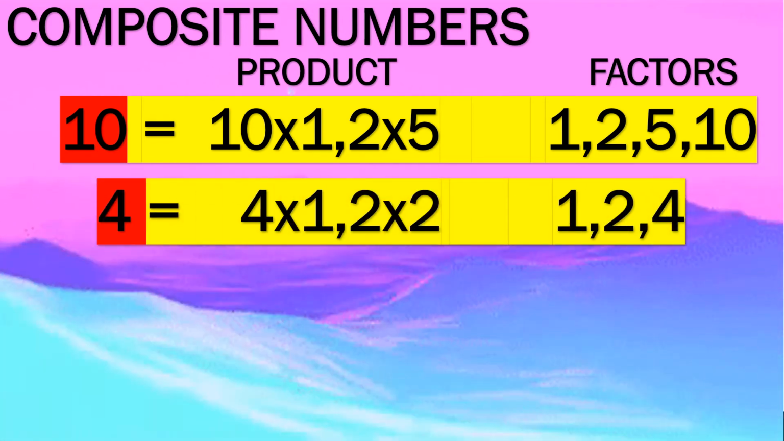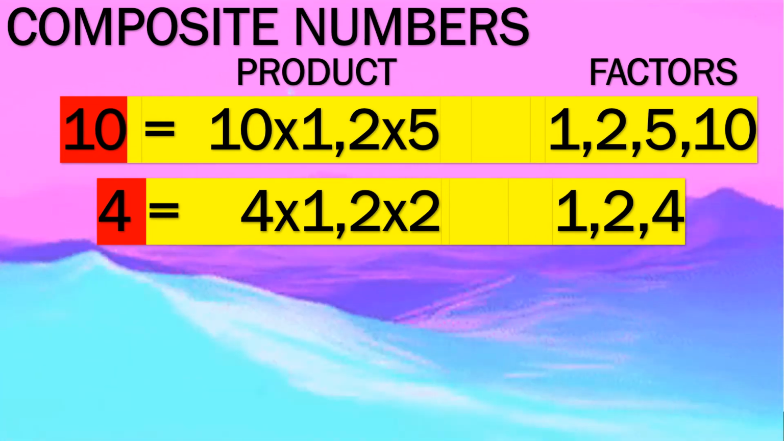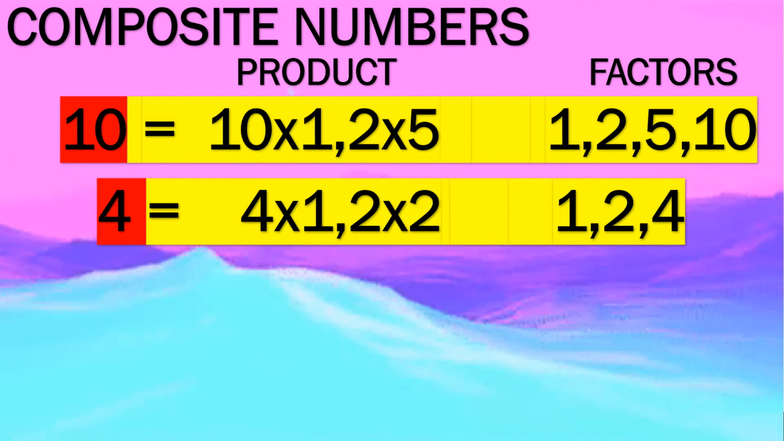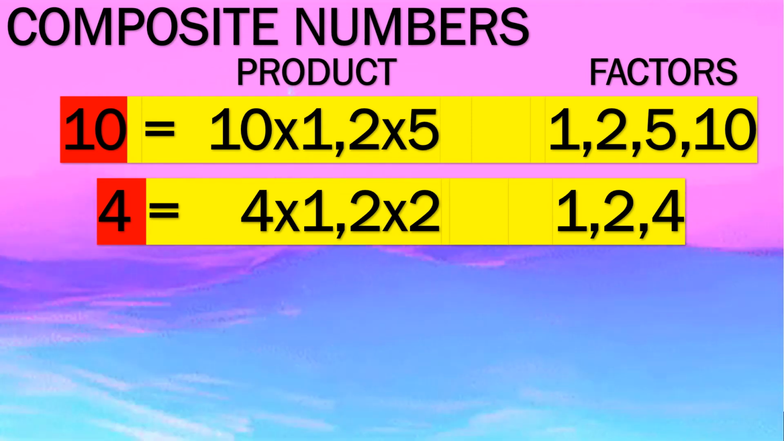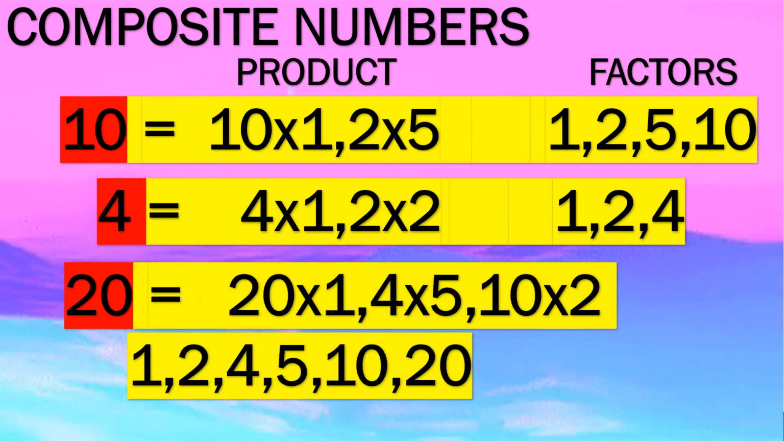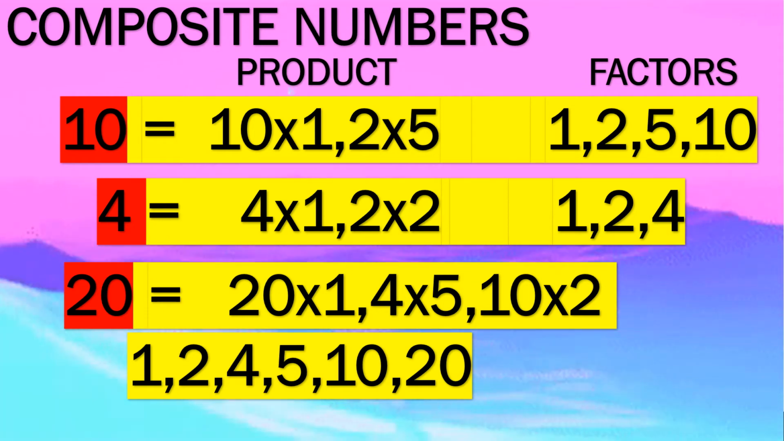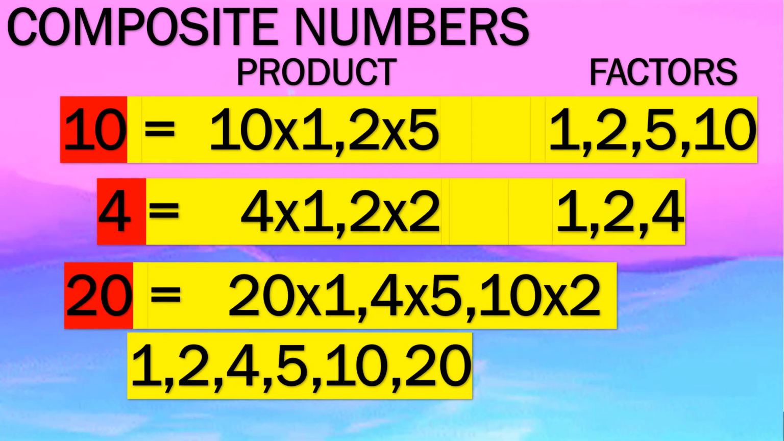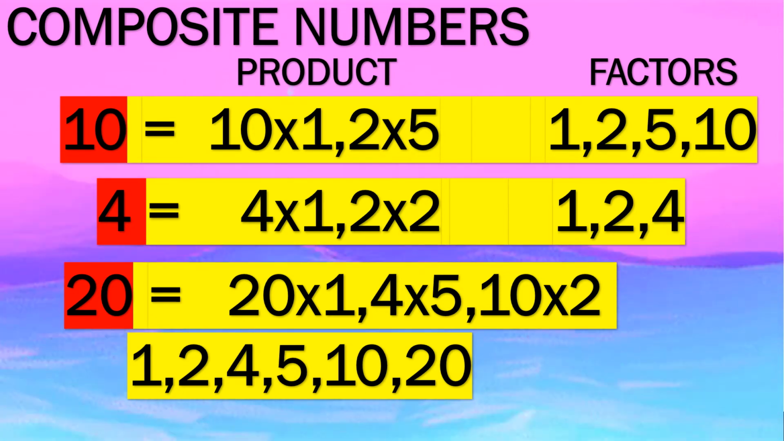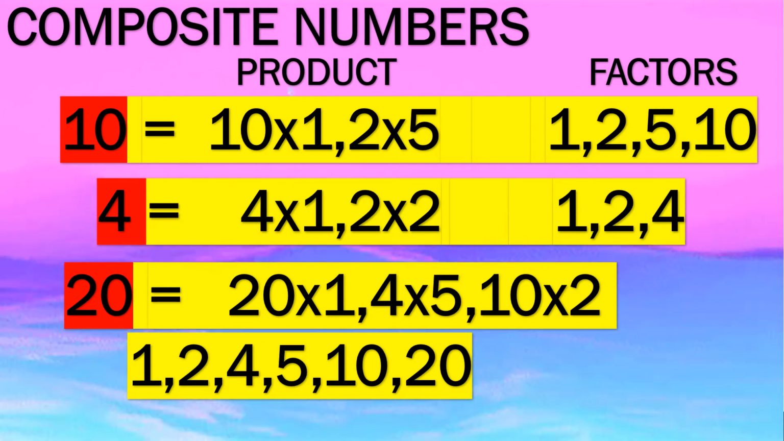Example number 2 is 4. The product is 4 times 1 and 2 times 2. And the factors are 1, 2, and 4. So this is 3. So it's more than 2. So it's composite. Next number, 20. So the products are 20 times 1, 4 times 5, 10 times 2. So the factors are 1, 2, 4, 5, 10, and 20. So that's it. It's more than 2.